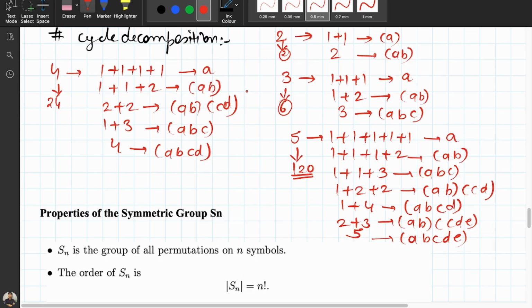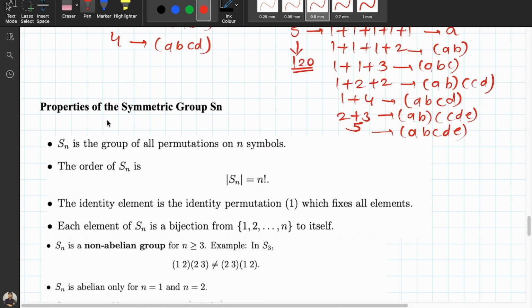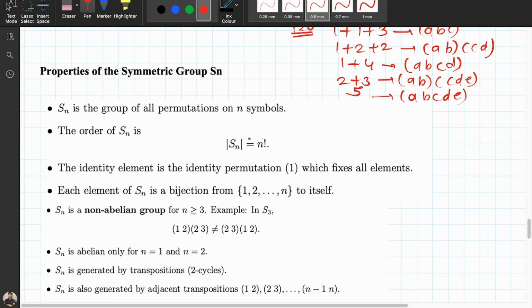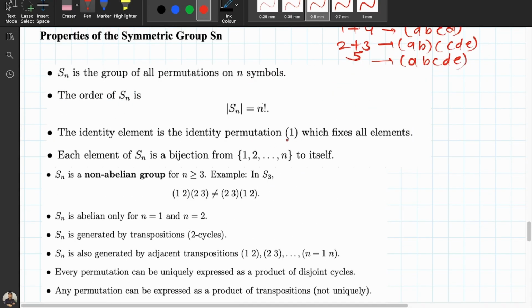Before going to this, we'll see the properties of the group. Sn is the group of all permutations on n symbols. The order of Sn is n factorial, that we all know. The identity element in permutation is the one that is fixed for all elements, and each element of Sn is bijective, that we have seen here.